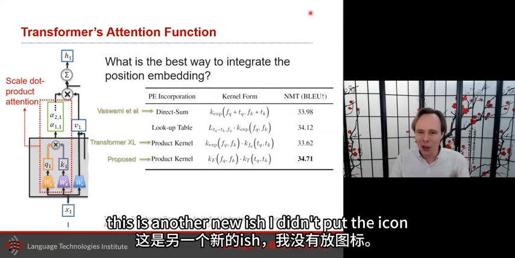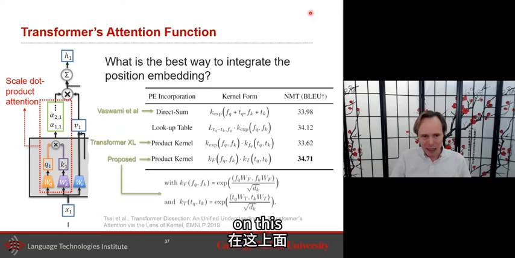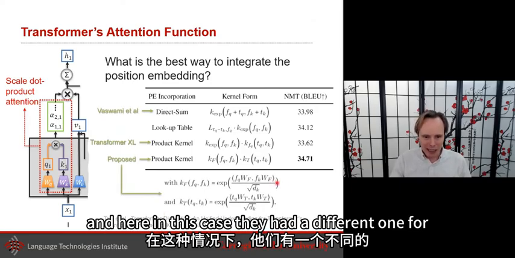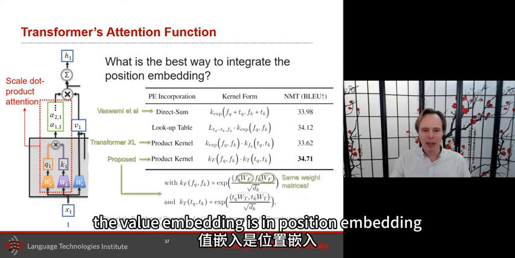This is another new-ish paper from EMNLP 2019 on this. I didn't put the icon, but it was a new-ish paper. And in this case, they had a different kernel for the value embeddings and for the position embeddings.